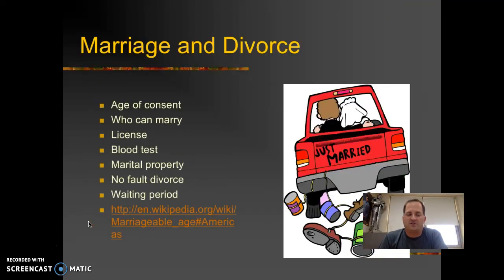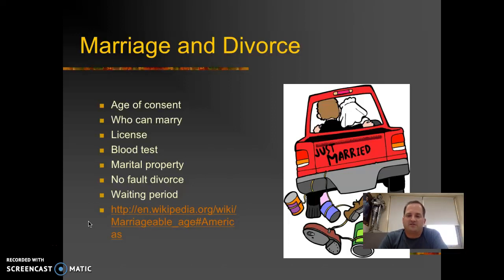Marriage and divorce laws, the age of consent. You have to be 18, 19. Can you be younger than 18? Some states you can, some you cannot. Do you have to have parental permission? Most states it's 18 or 16 with parental consent. Who can marry who? Some states allow first cousins to get married, so that varies from state to state.